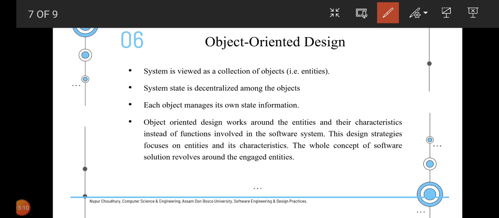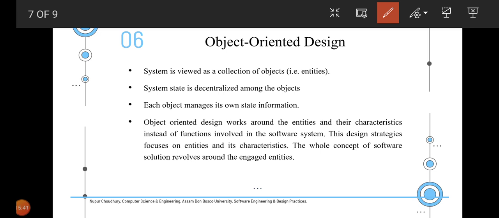So each object will manage its own state information. Objects already have their attributes, properties, as well as names associated with them. However, when we are talking about a design concept, the state information is also associated. That means in which state that particular object is at present, and what the associated functions are which will change the state information of that particular object. So everything will be related and described in the object oriented design.